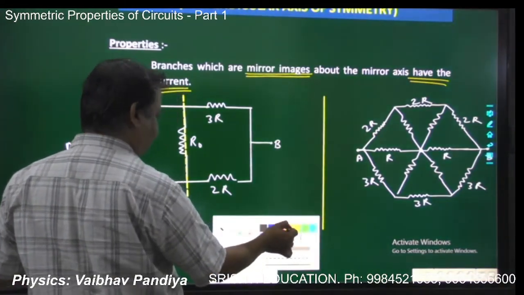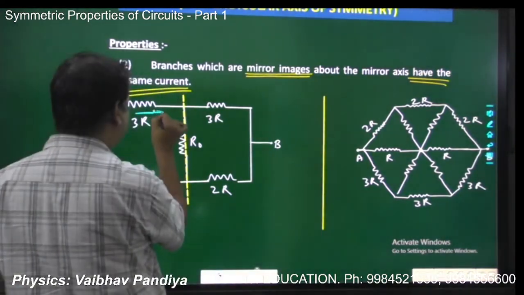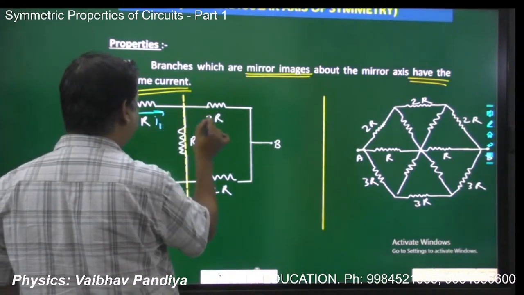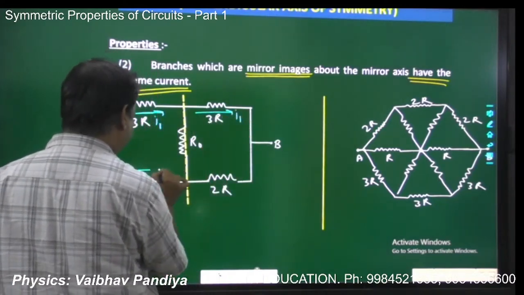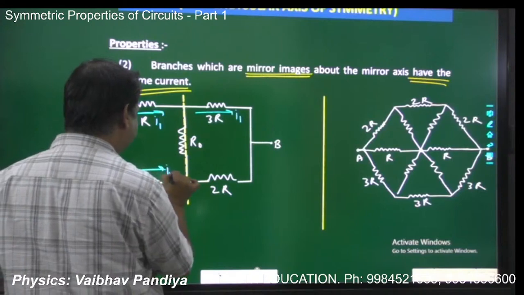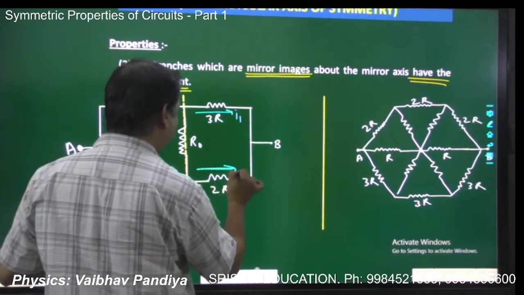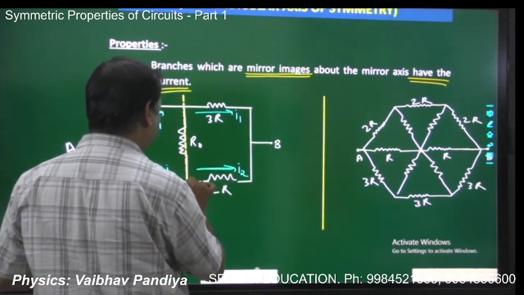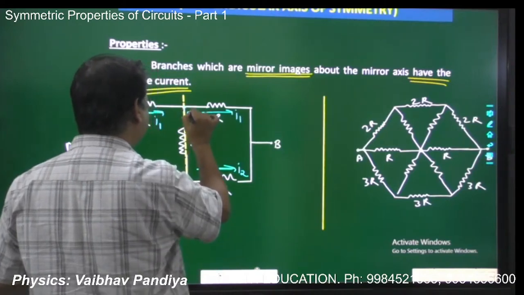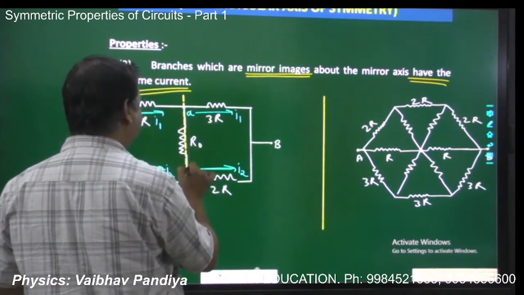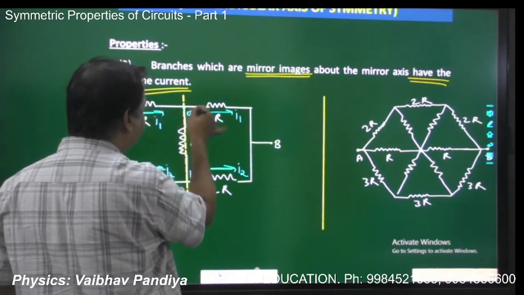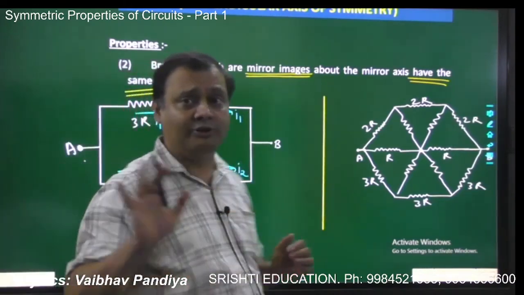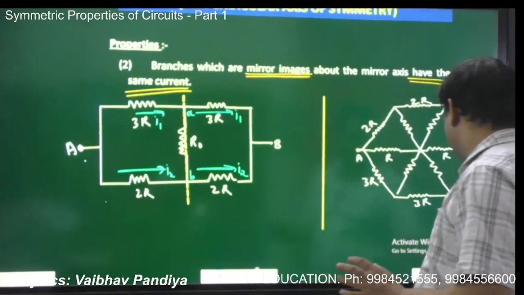And if you see these branches, if the current in 3R is I1, this current will also be I1, and these are also symmetric elements. If the current here is I2, this branch will also have a current I2. So we can conclude that there is no division of current at junction A and B, because, as I told you in the illustration, the complete current coming at A is going away from A, and the same thing goes for node or junction B.